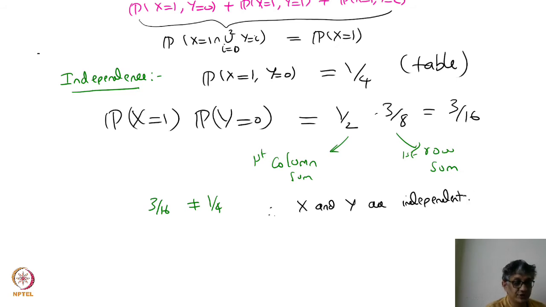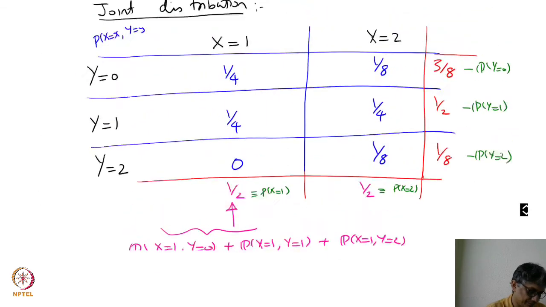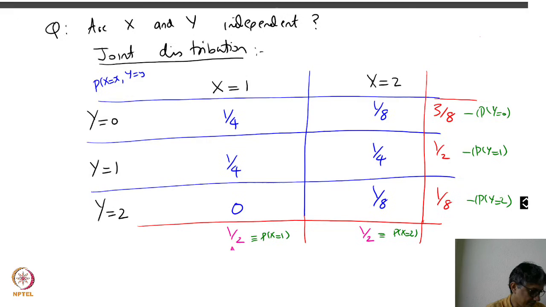So from the joint distribution table, you can get many things. You can check the independence property. You can check the conditional distribution, something like that. So this particular table gives you everything. Very nice.